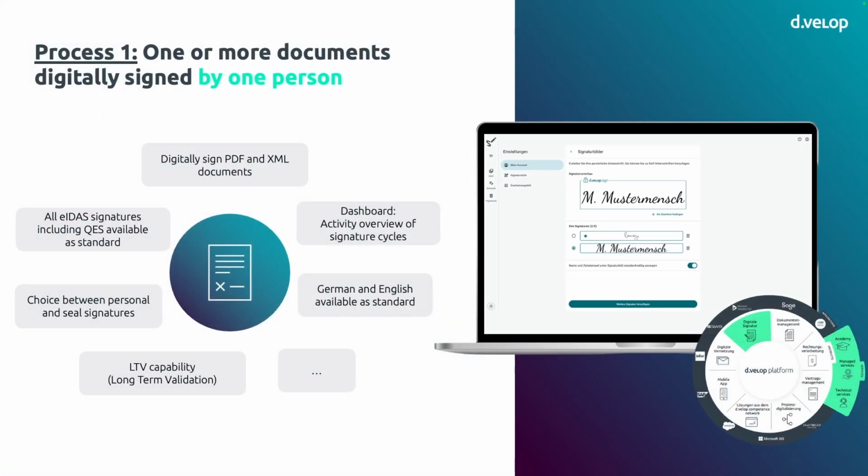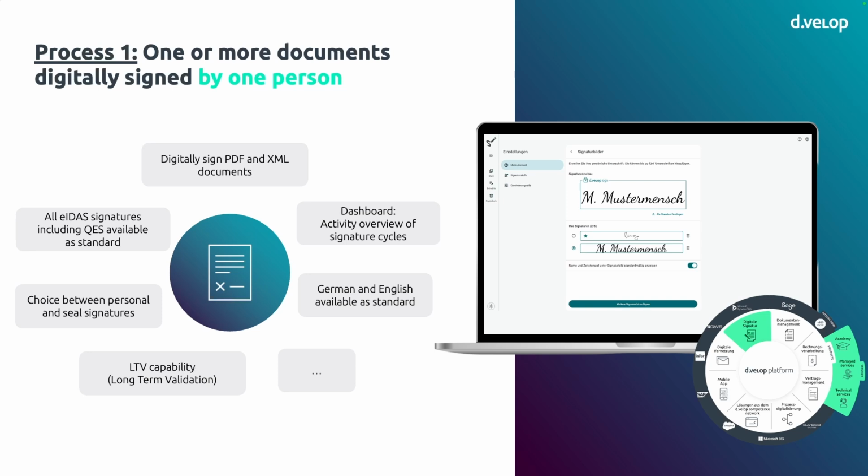Let's take a quick look at that. If a person wants to sign a document alone, in order to do so successfully and effectively, they can sign a PDF or an XML document with d.velop Sign. Activities can be accessed on a dashboard. What is the current status of my documents?